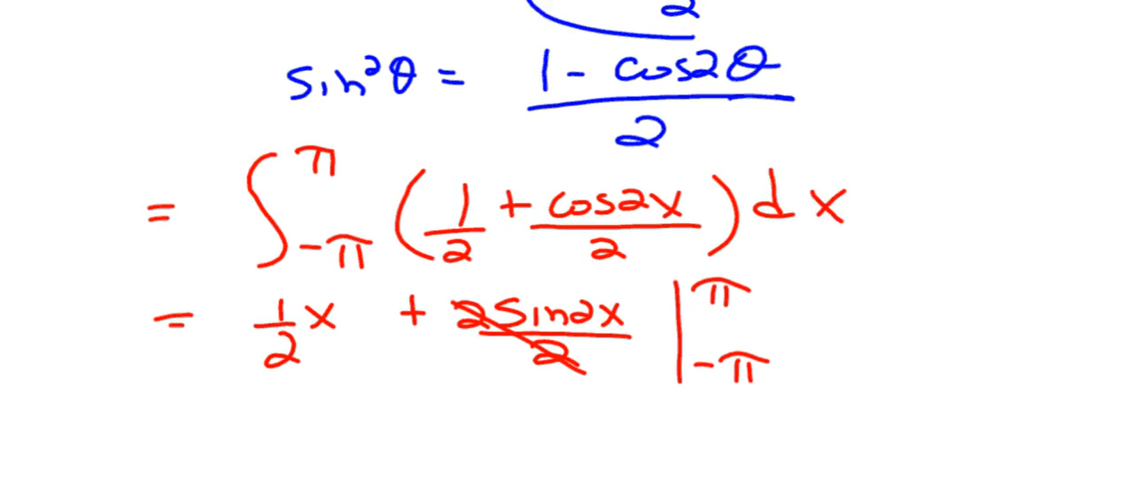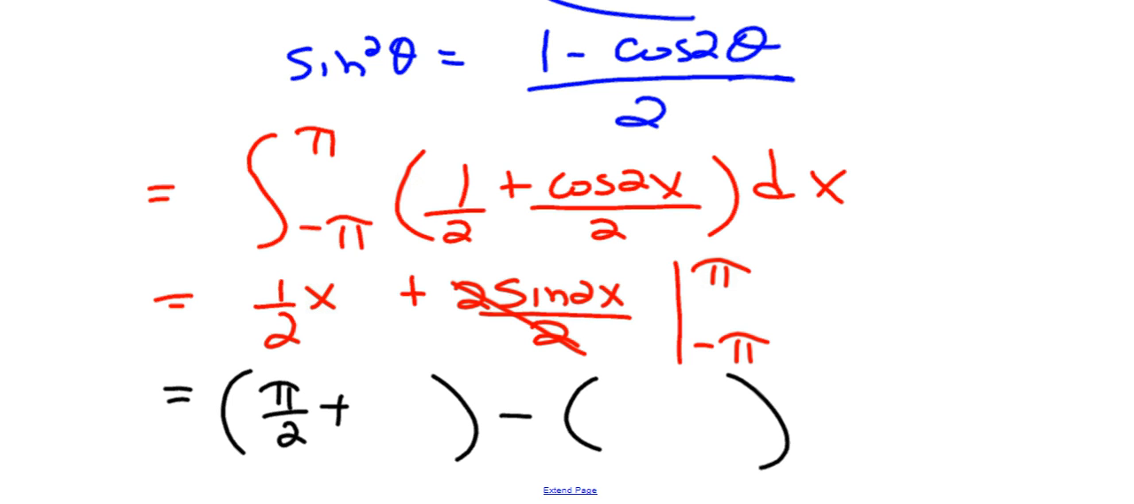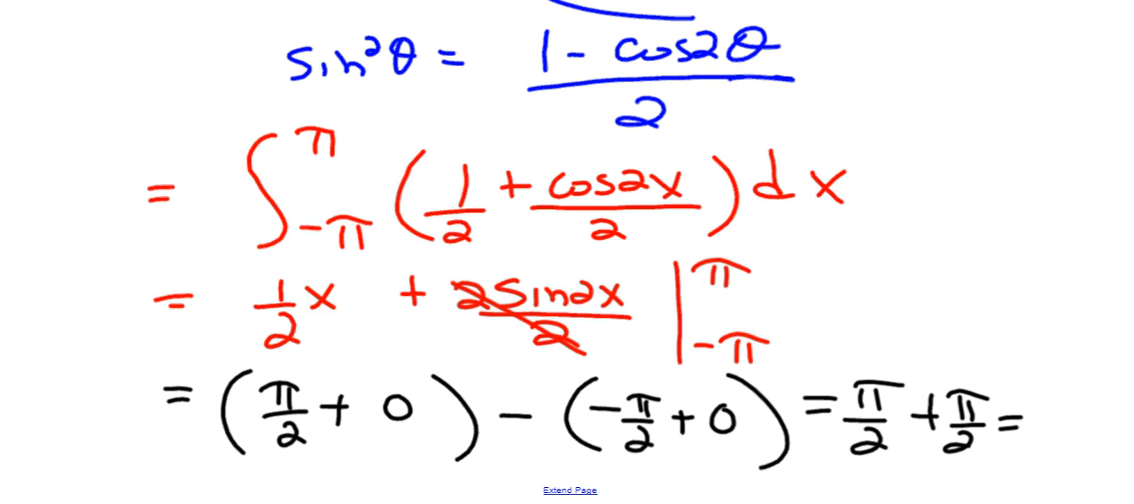So I'm going to do FTC with this one, and we see it's going to be pi over 2 plus, and if I plug pi into sine 2x, it's 0. And if I plug in the lower bound, negative pi over 2 plus, and if I plug negative pi into sine 2x, I get 0. I end up with pi over 2 plus pi over 2, which equals pi.